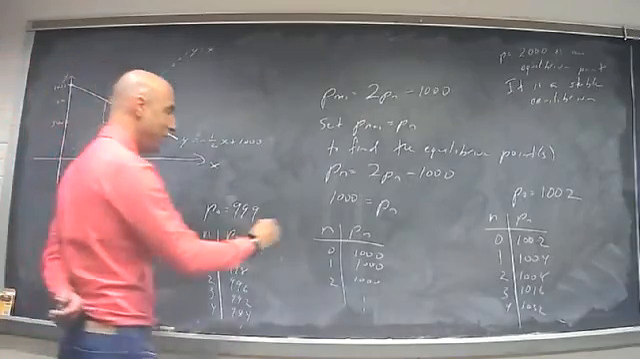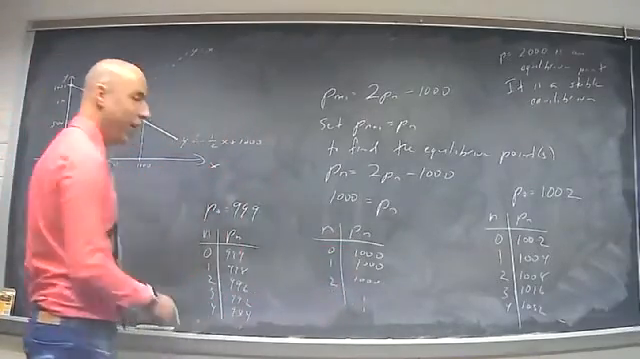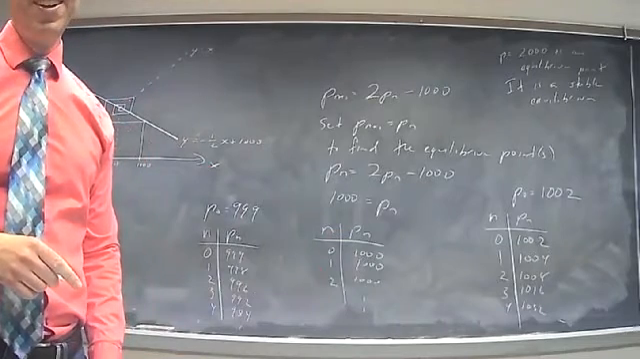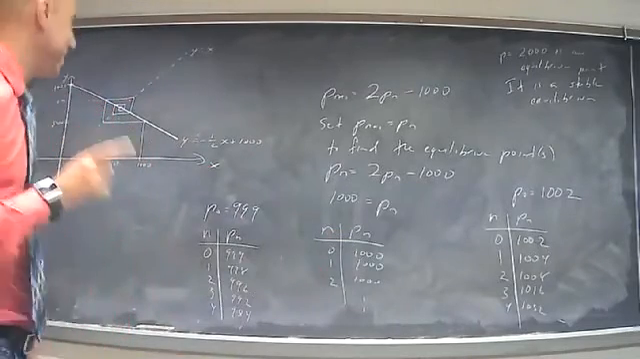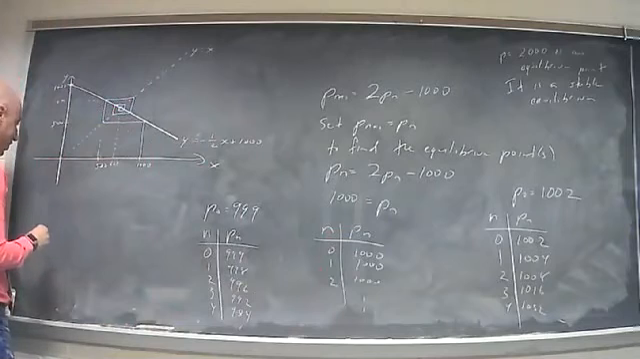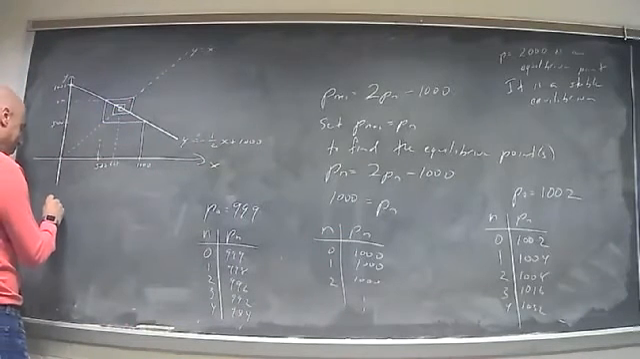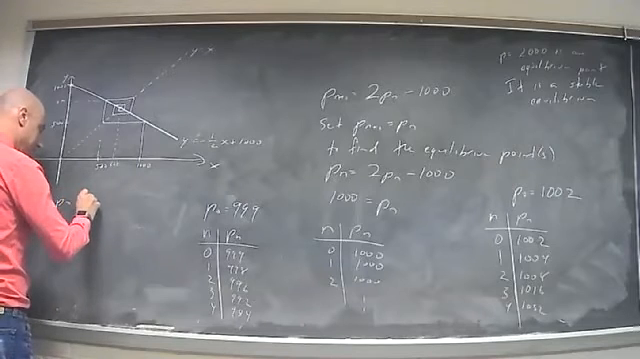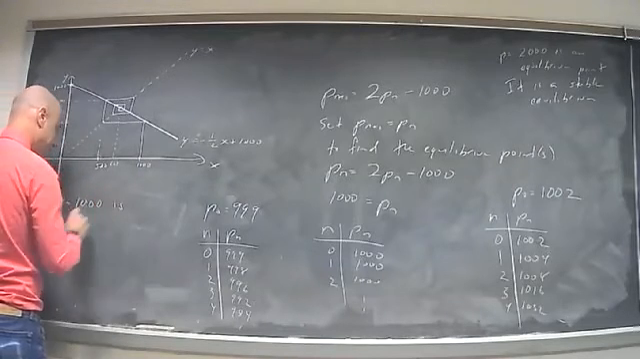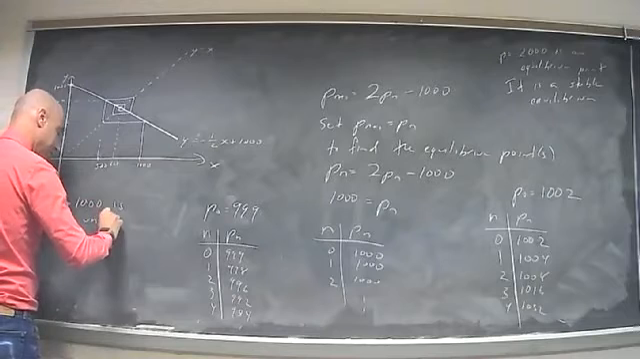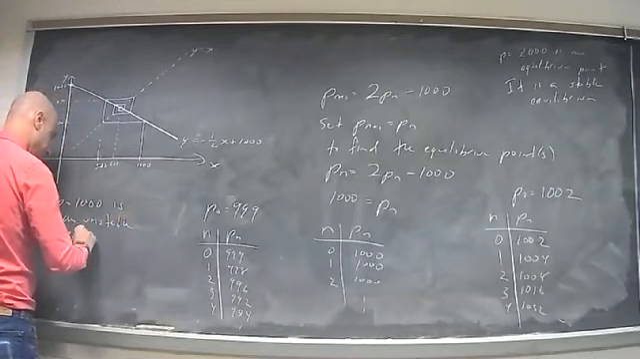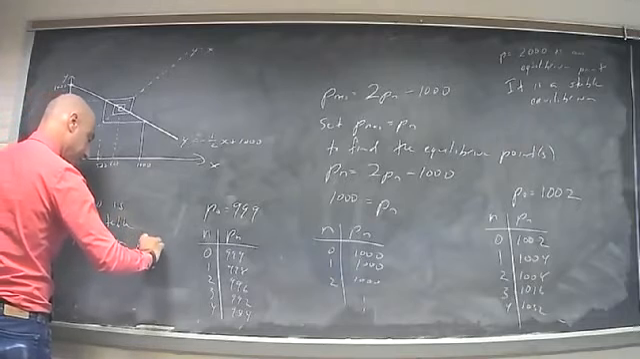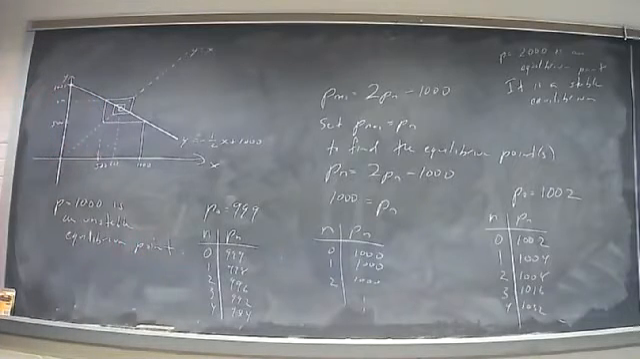So we know 1,000 is an equilibrium point. What kind of equilibrium is 1,000? Unstable equilibrium. Definitely unstable. No, you're absolutely right. It's an unstable equilibrium point.